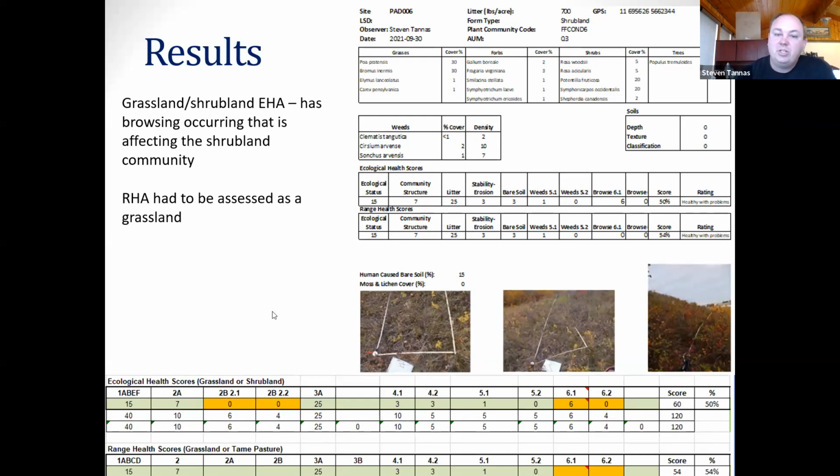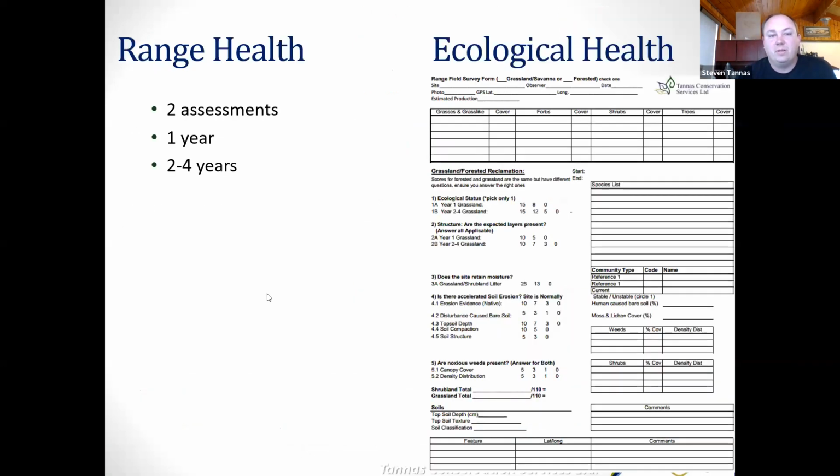So these aren't changing drastically the scores, but they're giving you some specific information. When you pull this out, you have browse information, you have woody encroachment information that you wouldn't have had before. So it's giving you more management tools to work with. That's really the big deal. And this is how the reclamation assessment form looks.